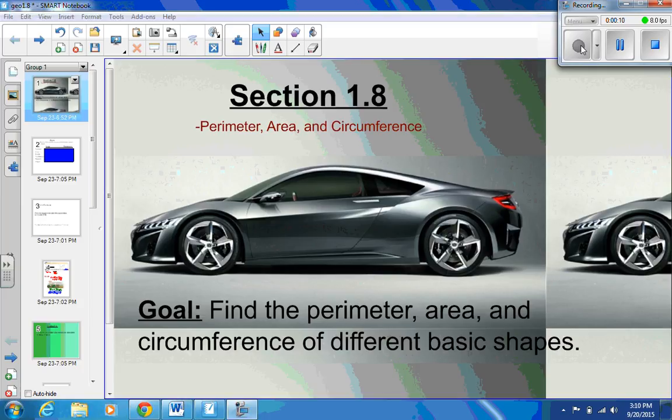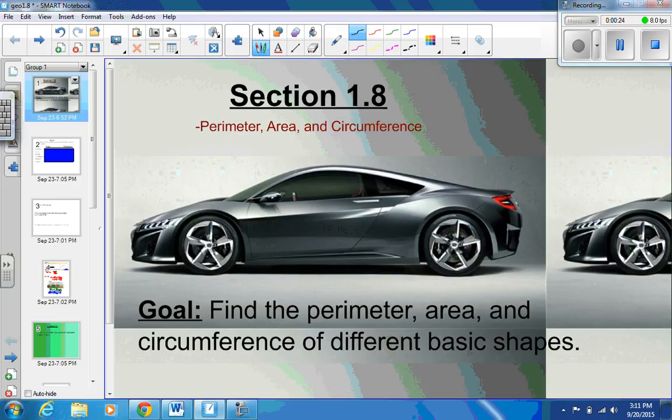We're gonna talk about section 1.8 here in geometry today. We'll do a little review of the midpoint formula, and then we'll get into this short section on perimeter, area, and circumference. So make sure you're writing down those goals every day, and the goal for today, and assessing yourself. The goal for today, if you want to pause it and write it down, is to find the perimeter, area, and circumference of some different basic shapes. All right.